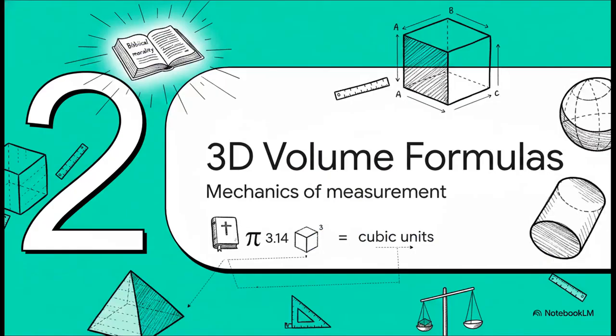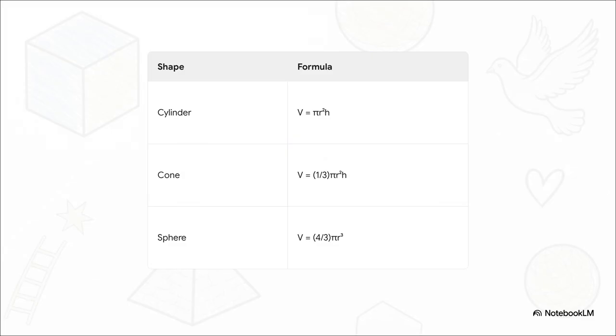Moving right along to Section 2, Essential 3D Volume Formulas, the Mechanics of Measurement. So to figure out volume, we've got to apply the correct mathematical rules for each specific shape. Before we jump into the formulas, just keep 2 vital things in mind. First, your final answers will always be in cubic units. Second, unless the problem specifically tells you otherwise, we're going to simplify our calculations by using 3.14 for pi.